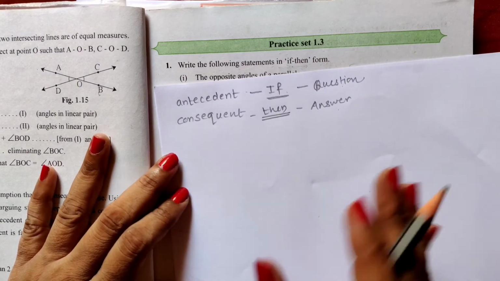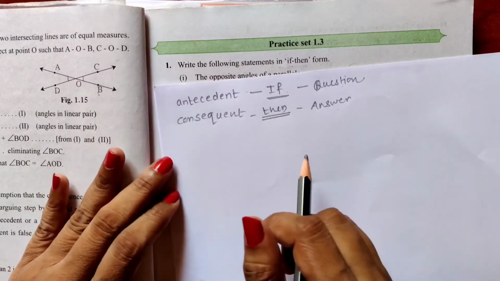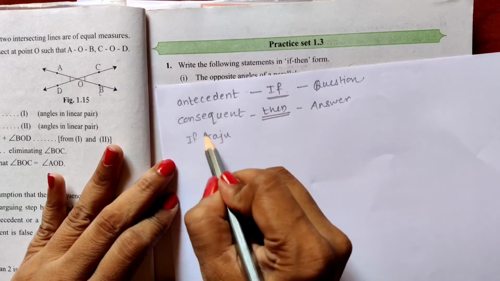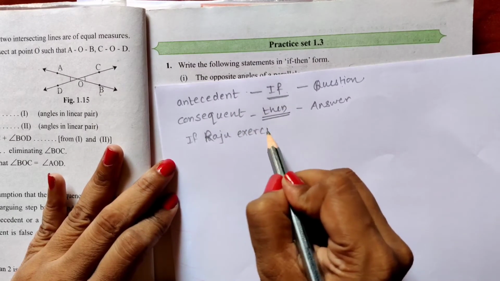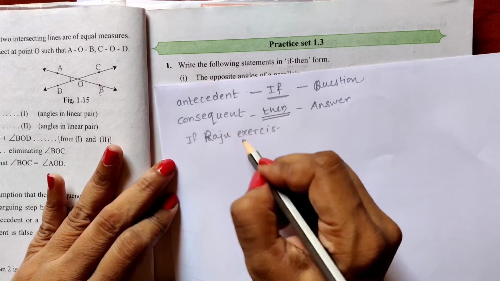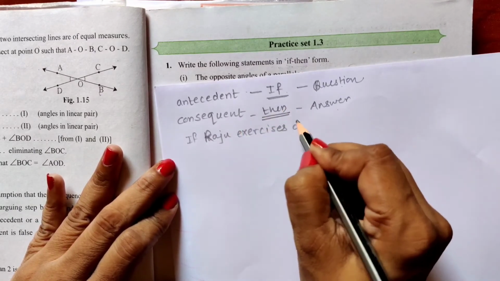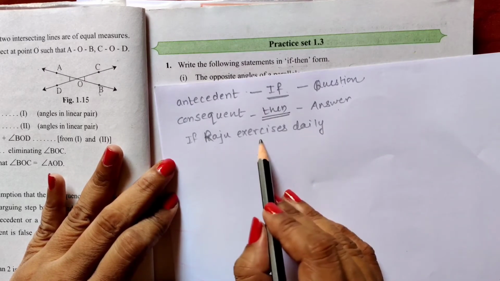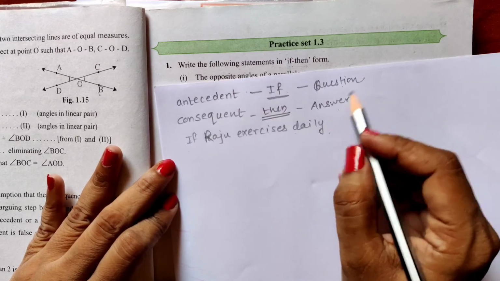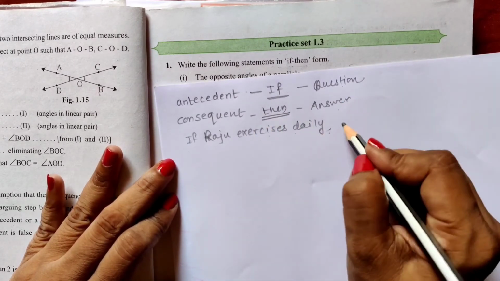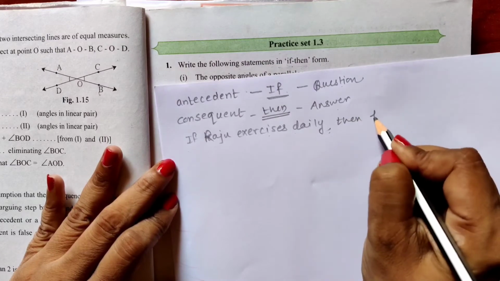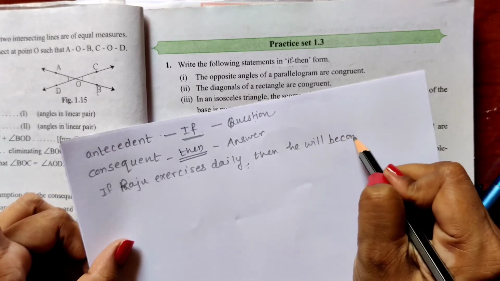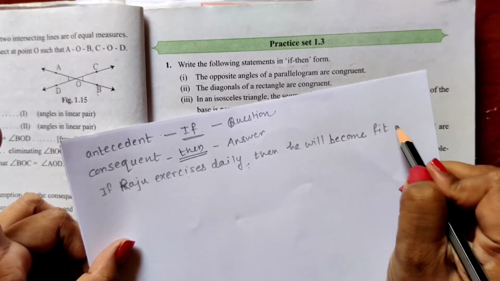For example, a simple example I will give you. If Raju exercises daily, then what will happen? What is the answer of this question? This is the question: Raju exercises daily. Then what will be the answer? Then he will become fit and healthy.